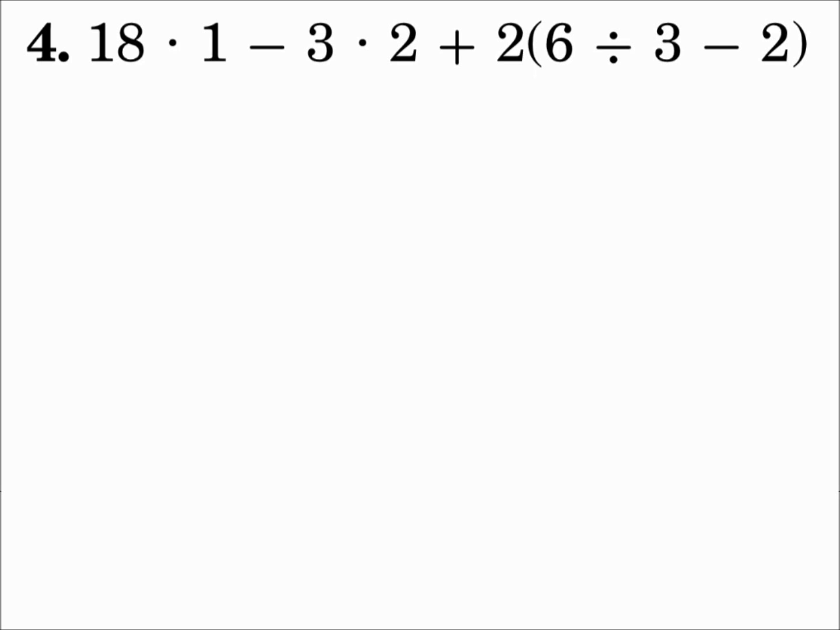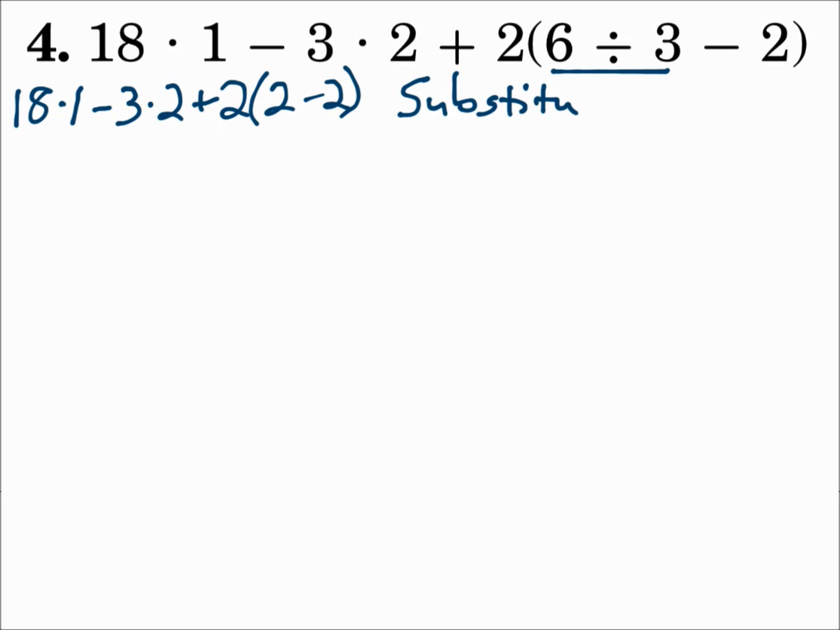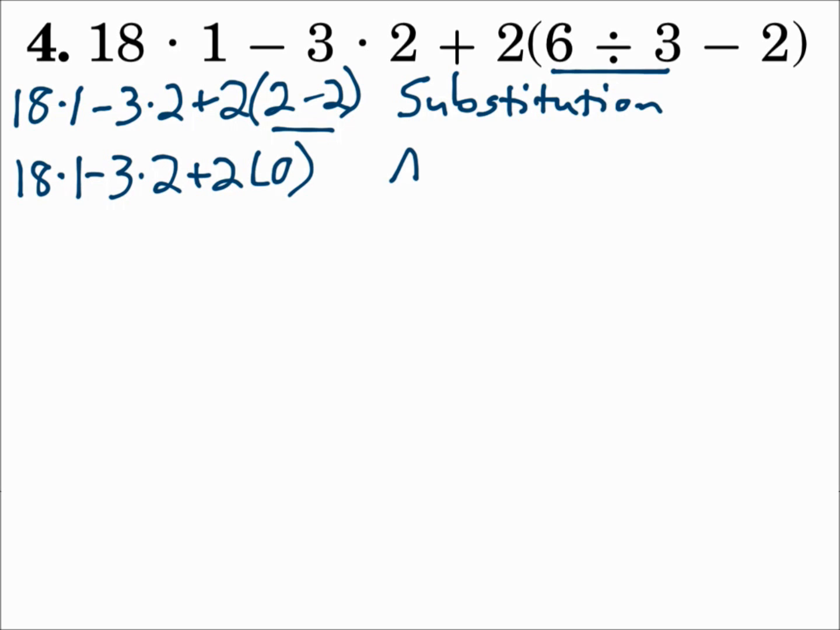For number 4, start with the parentheses. Inside the parentheses, do you divide or subtract? You divide. 6 divided by 3 is 2, and that will be substitution. Still within the parentheses, you have 2 minus 2, which is 0, and when you add the negative of a number and get 0, that's the additive inverse.